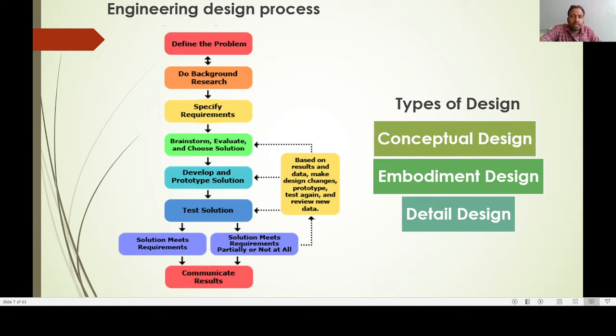ME 8691 Computer Aided Design and Manufacturing, Unit 1: Introduction to CAD. In Introduction to CAD, the next topic is the engineering design process.